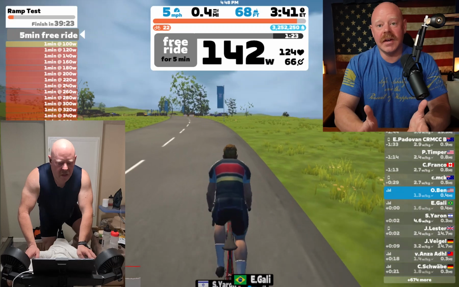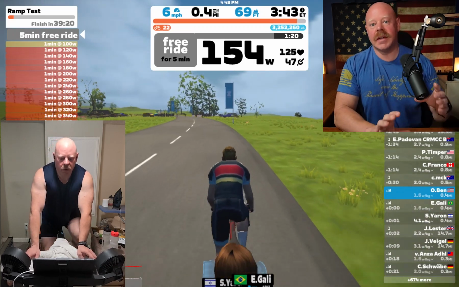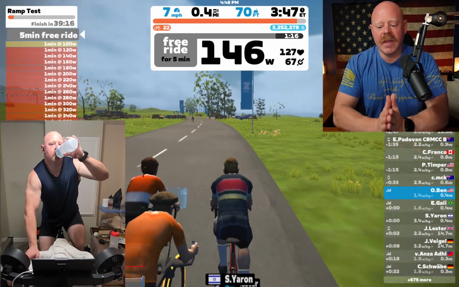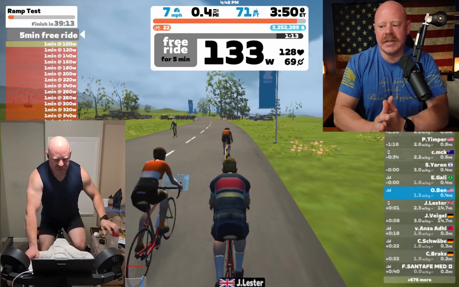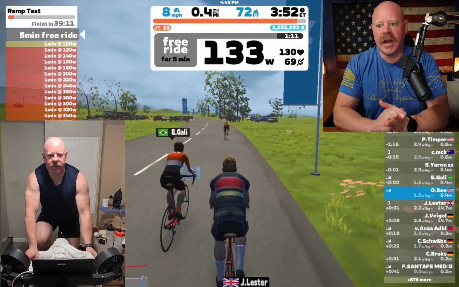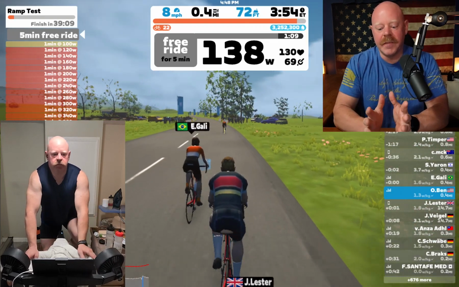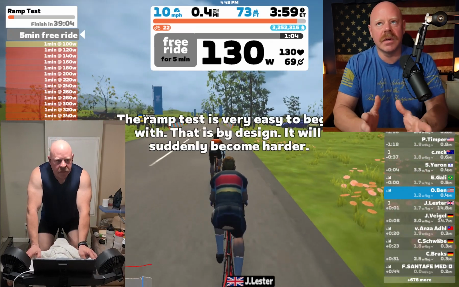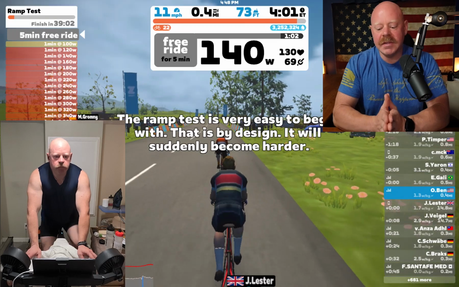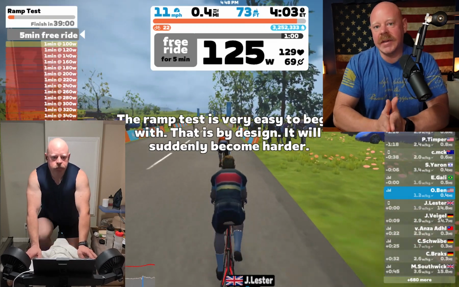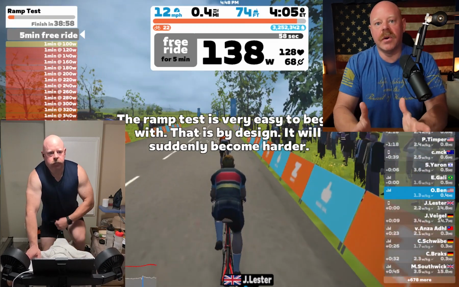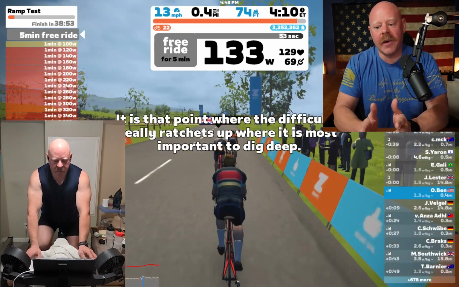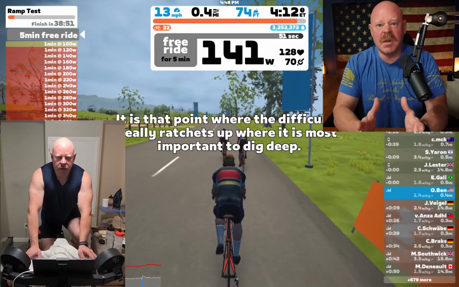Something else I haven't done in a while is test my FTP. Your FTP is your functional threshold power. I'll go ahead and put up the diagram right here. This is the test, and your FTP, it's hard to describe, but basically it's the max amount of effort that you could produce for about an hour. So if I were to ride maxed out for an hour, that would give me what my FTP was.